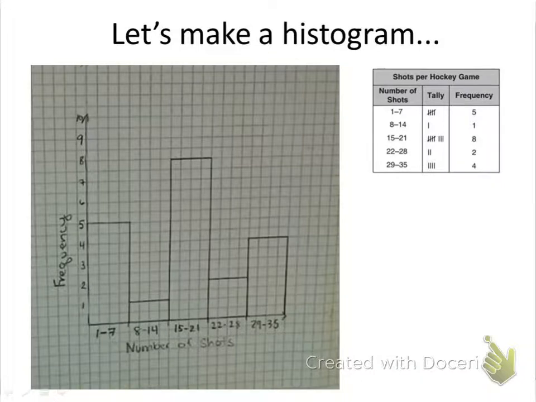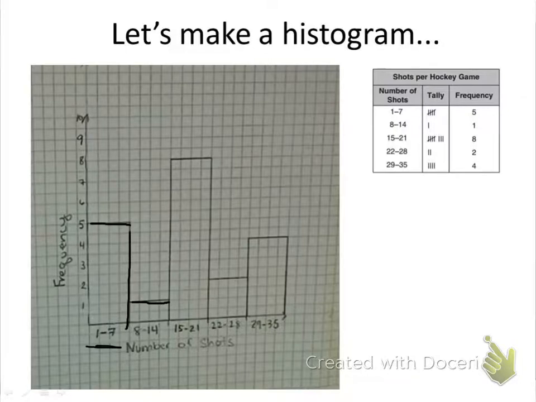Our fourth step is, for each interval, draw a bar whose height is given by the frequency. Okay, so I just went through in order. 1 to 7 is our first interval. 1 to 7 is right here. And I saw that for 1 to 7 there was a frequency of 5. So I drew my line up here by 5, and then I used a ruler to connect it down to the side. Next one. Number of shots for 8 to 14 was 1. So I drew my line across here.